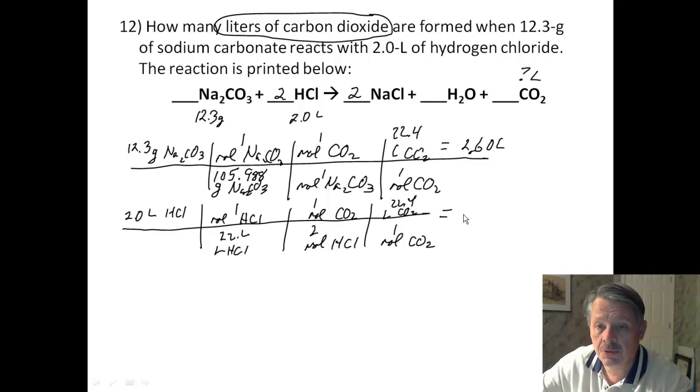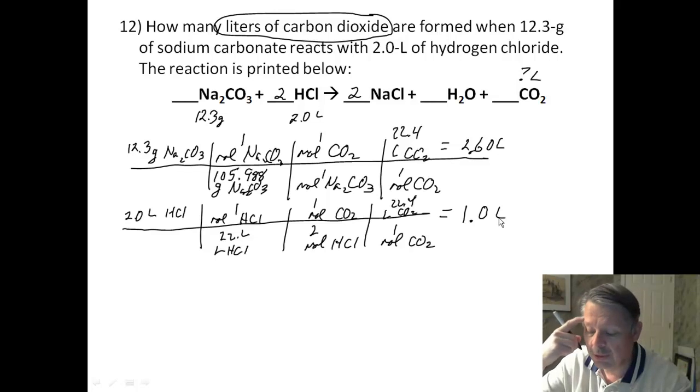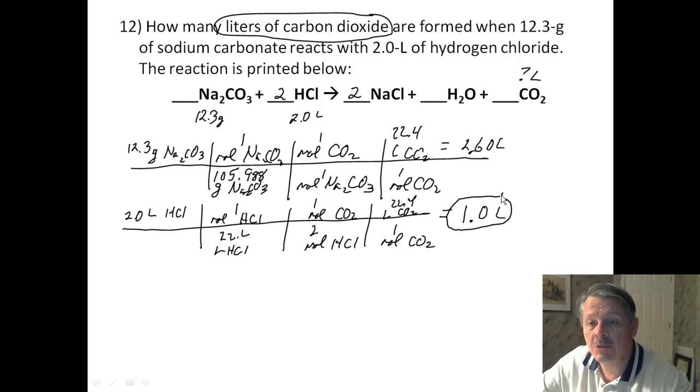So this is real easy for me to do because my 22.4's cancel, so it's 2.0 over 2, which is 1.0 liters. Only 2 sig figs in this one, 1.0 liters. So clearly, this is my limiting reactant. My hydrochloric acid is limiting. The maximum I can produce is 1.0 liters of carbon dioxide gas.